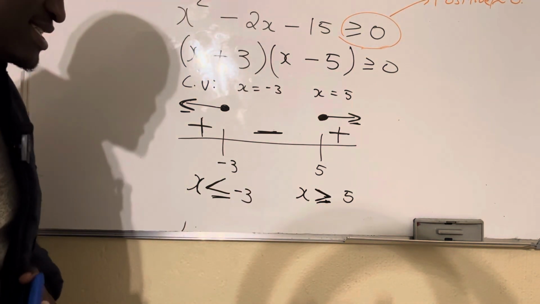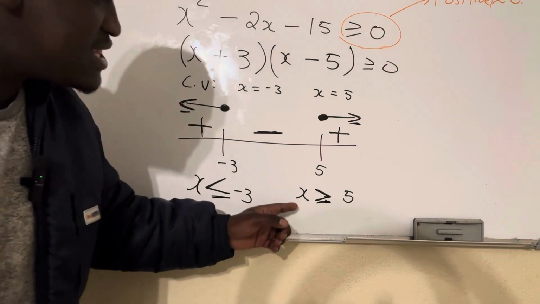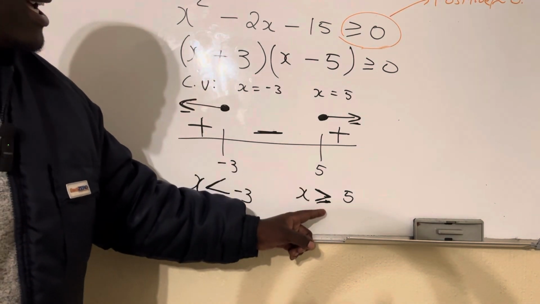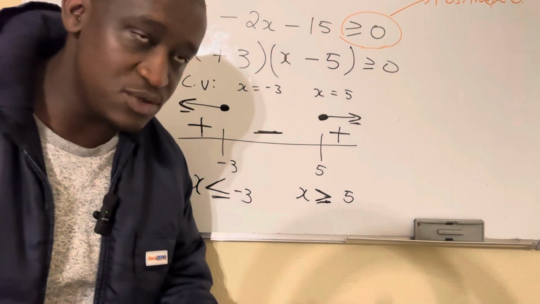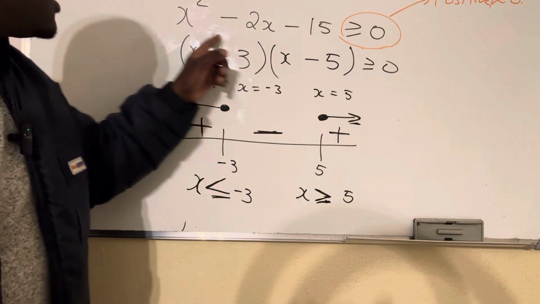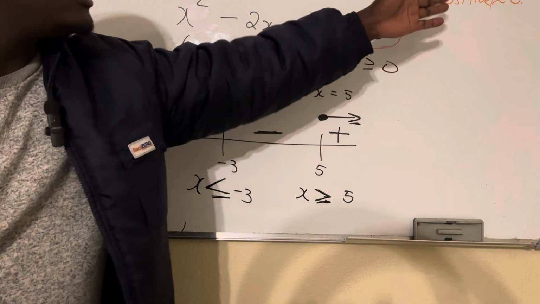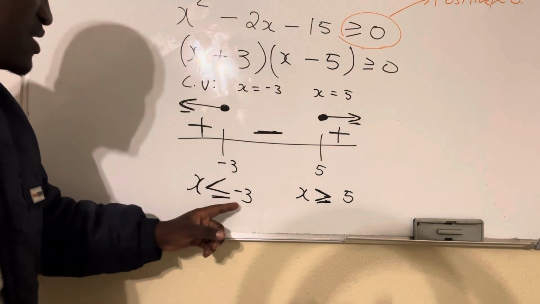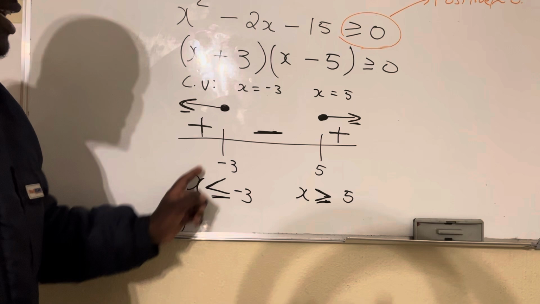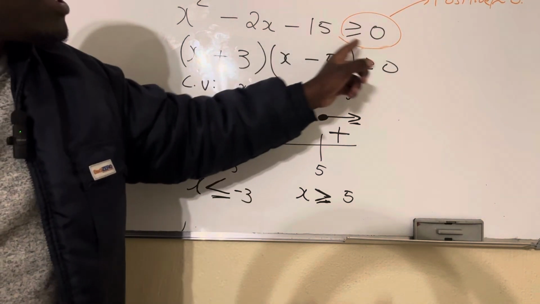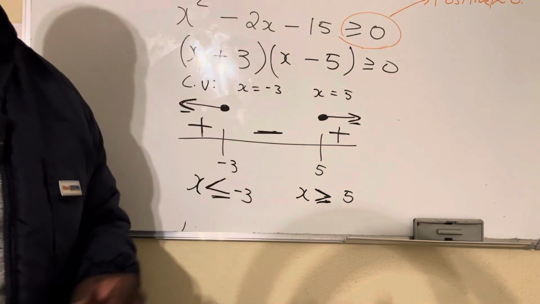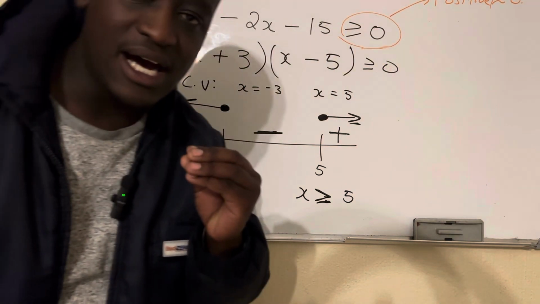So now, let's test. If you substitute anything that is greater than 5, which is 6, you can use your calculator. You can go ahead and pause the video and use the calculator. If you substitute it here, the answer that you're going to get is positive. And then if you substitute anything that is below negative 3, or negative 3 itself, you are going to get something that is greater or equal to 0.